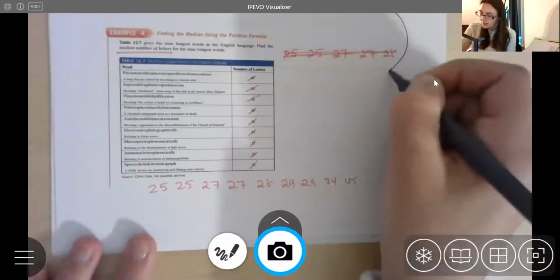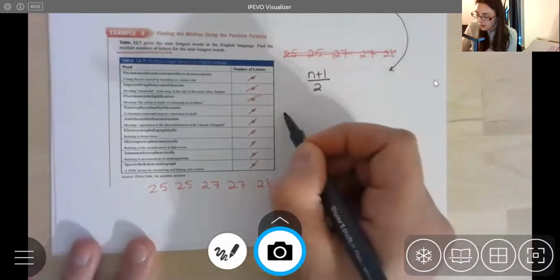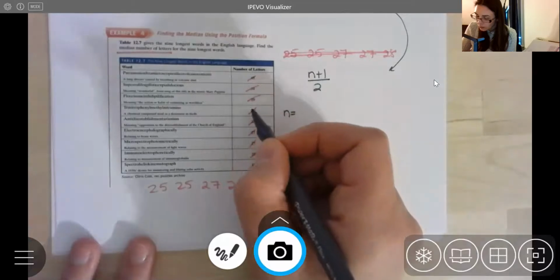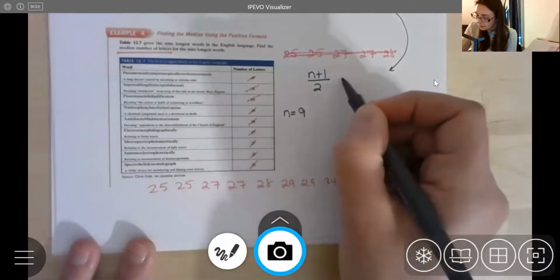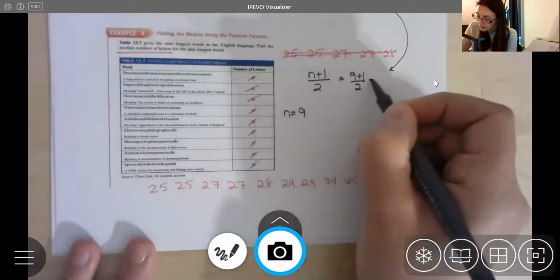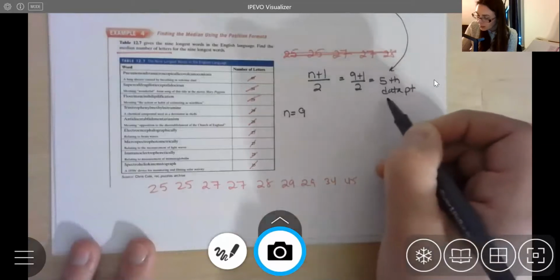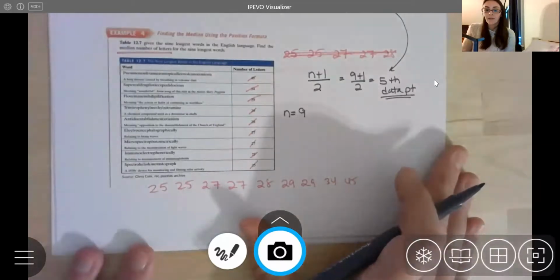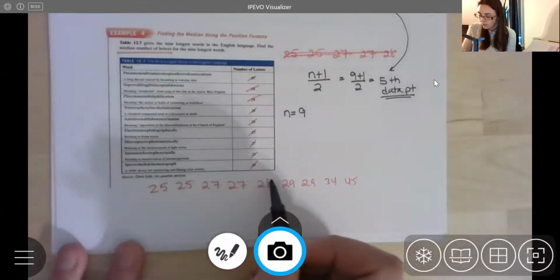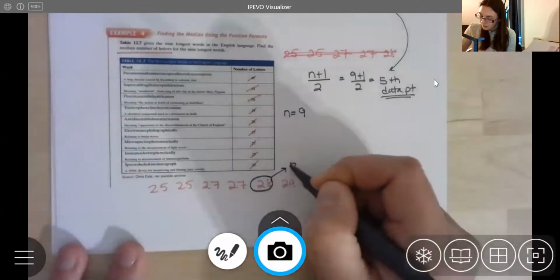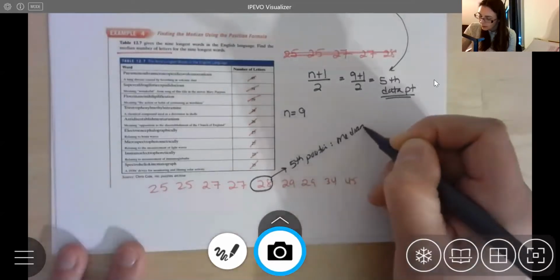So to use this formula instead, the n plus 1 over 2, first of all, n is how many data items you have. So our n here is 1, 2, 3, 4, 5, 6, 7, 8, 9. So our n is 9. So 9 plus 1 over 2 is 10 over 2, which is 5. So it's the 5th data point that is your median, not 5. So if I go to my data now, I count into the 5th one. 1, 2, 3, 4, 5. Okay, so this is in the 5th position. So my median is 28.